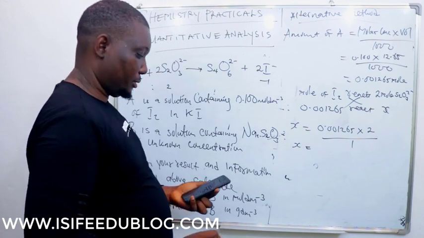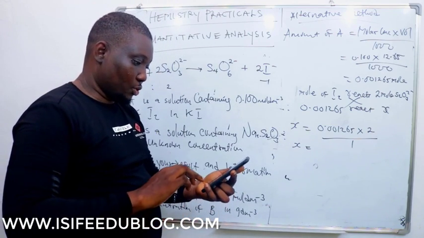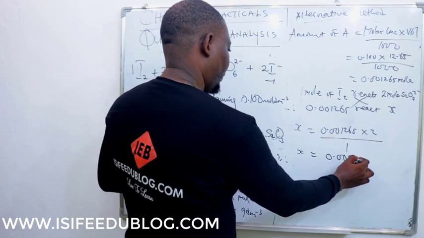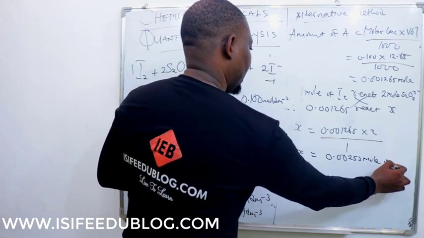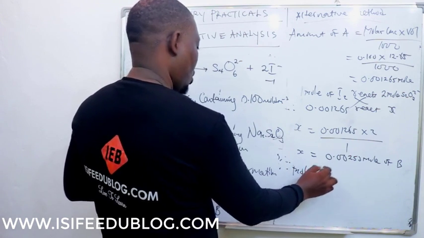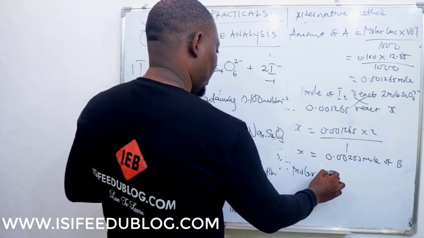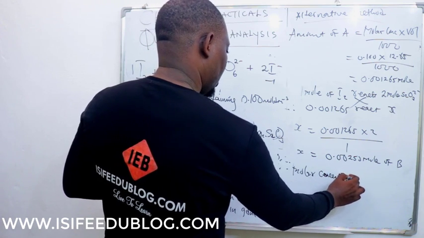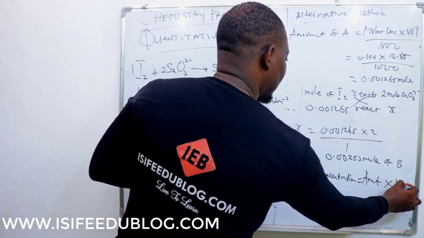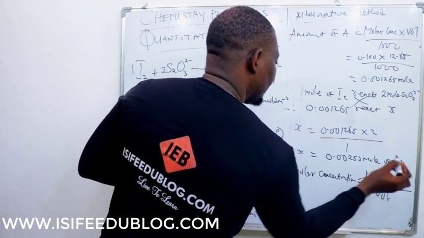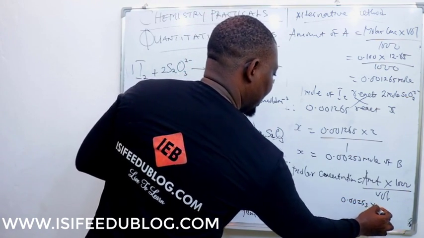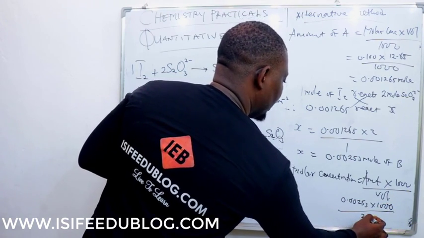X will be the mole of B. Let's see. So we multiply. We have this already: 0.00253 mole of B. Therefore now, the molar concentration of B in mole per dm³. Molar concentration is equal to amount times 1000 over volume. So the amount of B is 0.00253 times 1000 over 25.0.